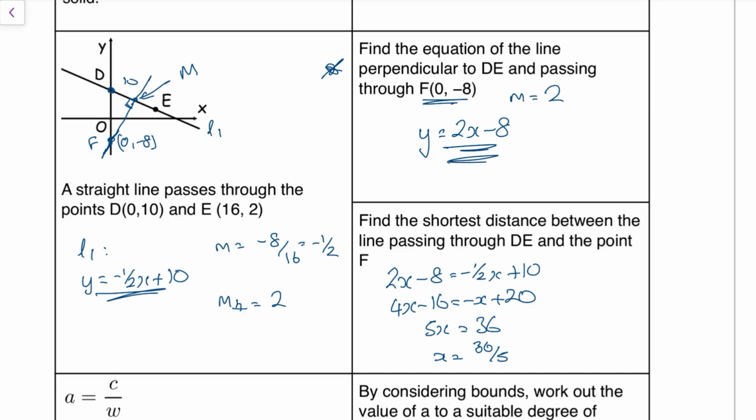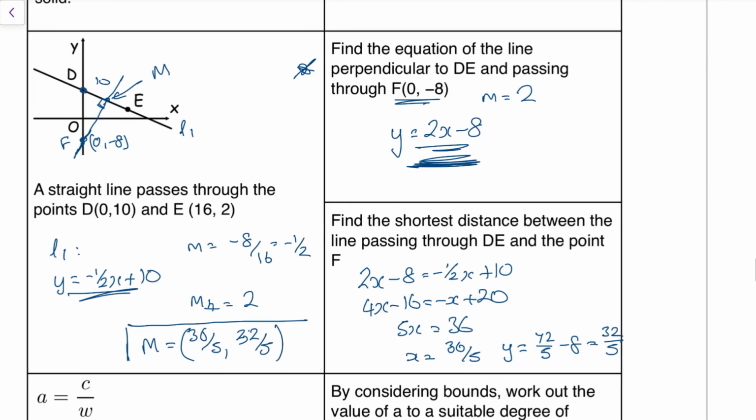Now I'm going to put it back into this equation here to find out the y value. So y is equal to 2 times 36 over 5, which is 72 over 5, minus 8. I'm going to do this on my calculator so I don't get it wrong. So 72 over 5 minus 8 is equal to 32 over 5. Let's write down what the intersection point is. So my intersection point is 36 over 5 and 32 over 5.